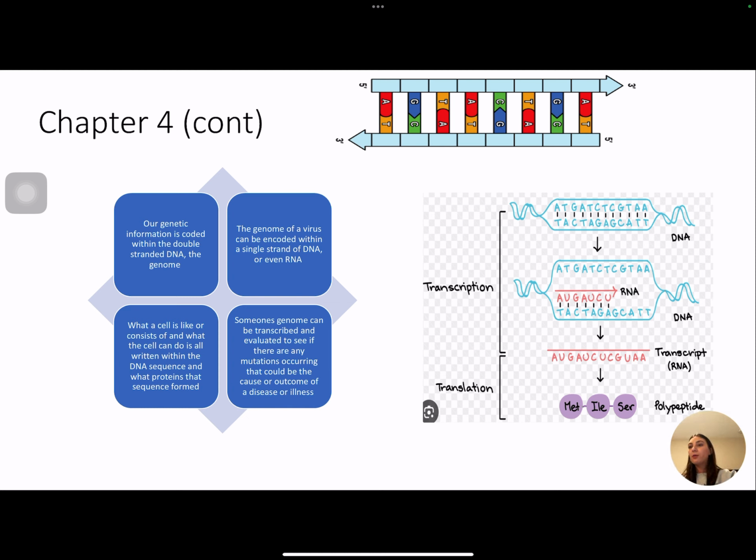Our bottom photo shows the central dogma, so how DNA goes to RNA, goes to a protein to create that polypeptide chain of amino acids. This is because of the transcription that occurs to create the RNA strand, and then that is translated into our polypeptide amino acid chain.